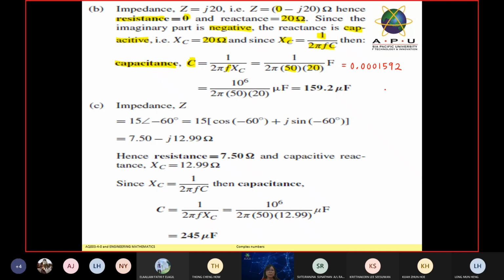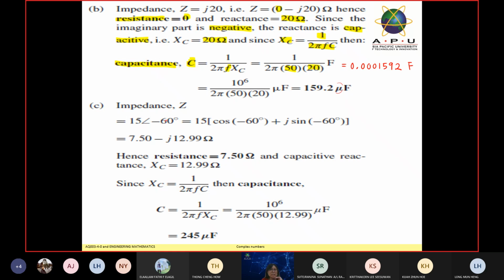Yes, okay. So the answer you get is 0.00015992. So here they just put it as a microfarad. So for this one, this is your answer, the original value. You can check it online about the milli and the micro. Next, so done for this one.